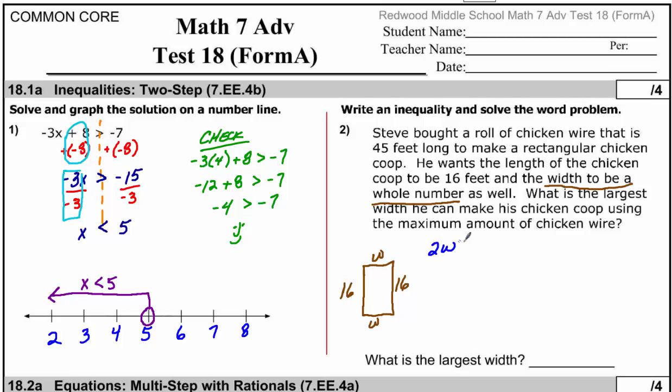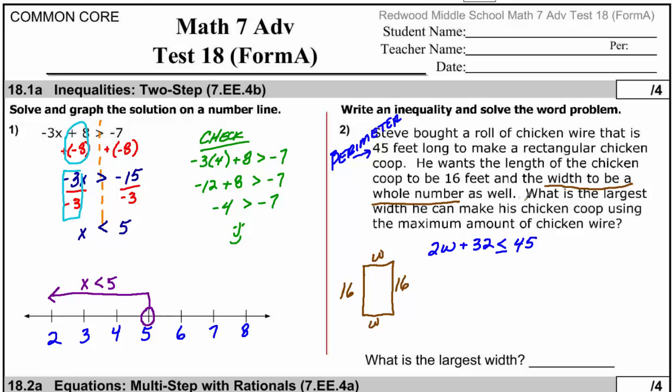We know that if you take the two W's and you add 32, because that's the length and the length, you need a number that is less than or equal to 45. Has to be less than or equal to, because he only has 45 feet of wire. So he can't make a chicken coop with a perimeter any bigger than 45 feet. This is going to be the perimeter. That's the perimeter of the chicken coop.